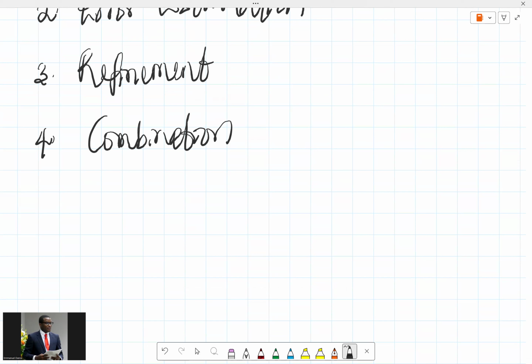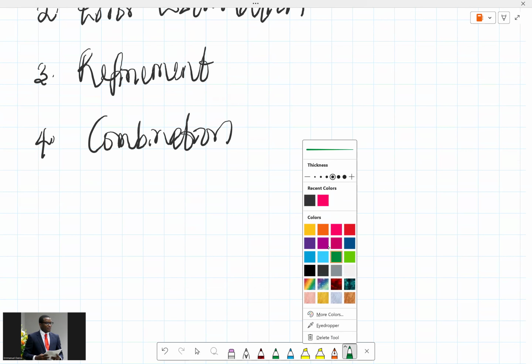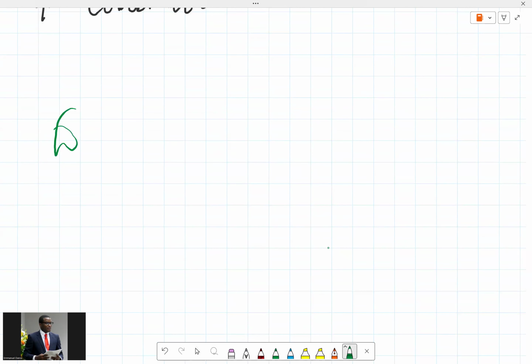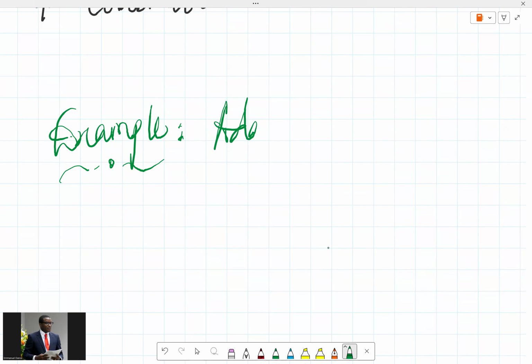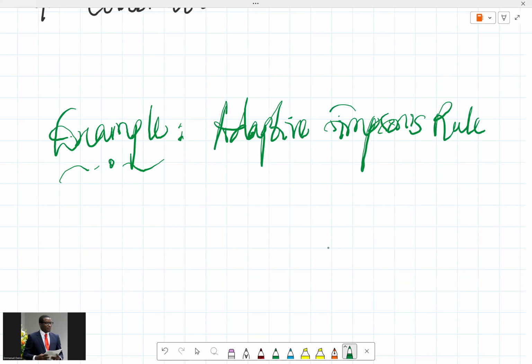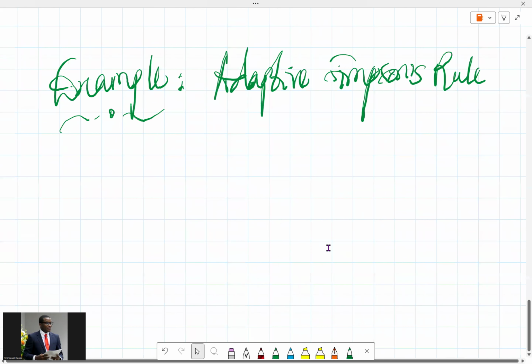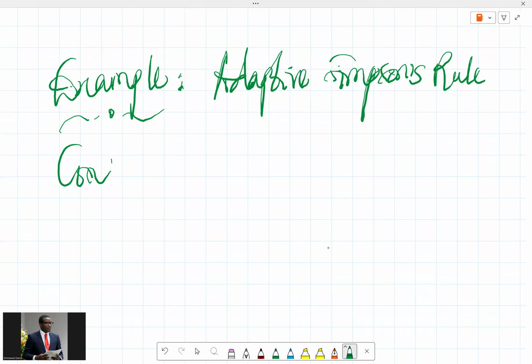So let's look at an example involving Simpson's rule. When we talk about adaptive quadrature, it can be adaptive Simpson's rule or adaptive trapezoidal rule. So let's look at adaptive Simpson's rule here. Like I said, it's a method that helps to make the result of any other method you choose, whether trapezoidal or Simpson, better.